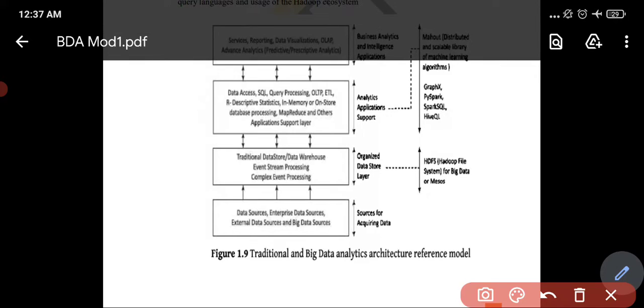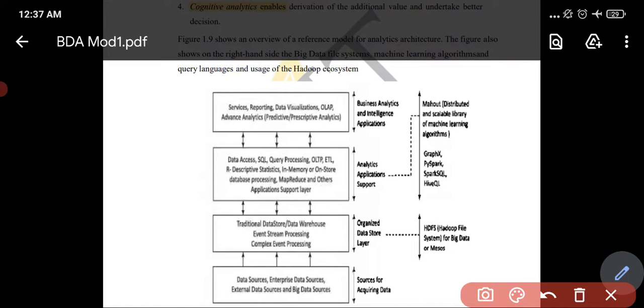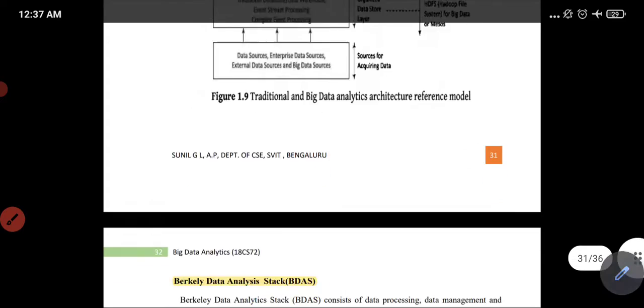So this is a reference model. Here a traditional and a big data reference model is used. First we have data visualization, OLAP, and data access, and traditional storage, and then storage source enterprise data. That is given here. Big data analytics and intelligence is used, with analytics application support, organized data store layer, and sources acquiring. So this is just a reference model.